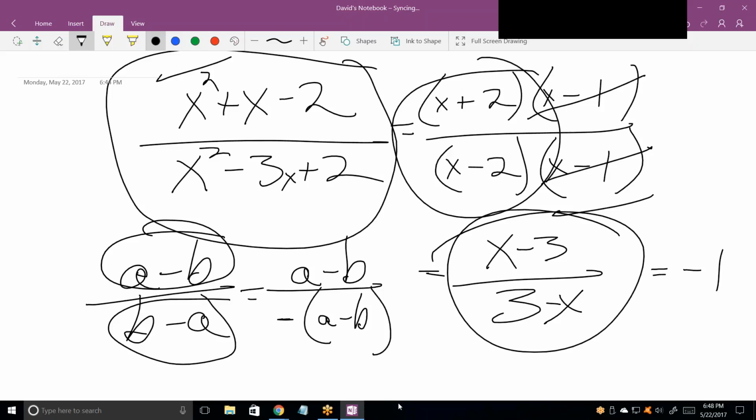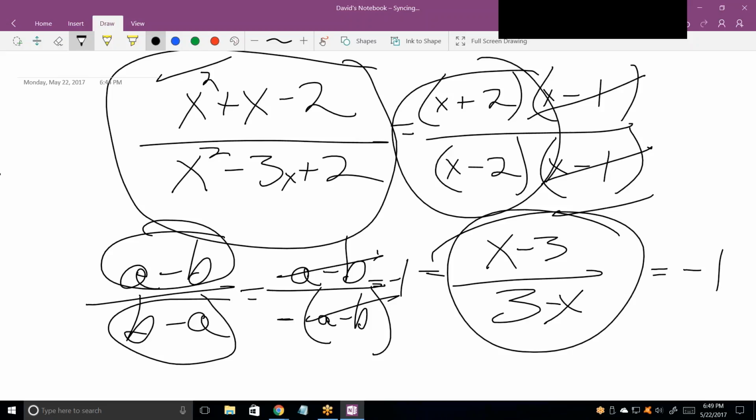So if I wanted to, I could write it as a minus b over the negative of a minus b. Notice that these two denominators are the same. Notice that b minus a is equal to minus the quantity a minus b. See that? Which means that I can always cancel out the a minus b, and I'm left with -1.